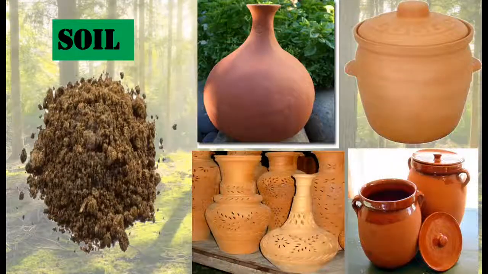Soil is a substance, and with soil we can make various types of pots, and you can see jars over there. These are all made up of mud that is available from the soil, and these are all the objects that are made from the substance.